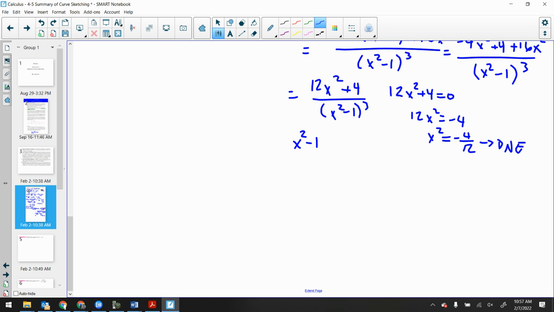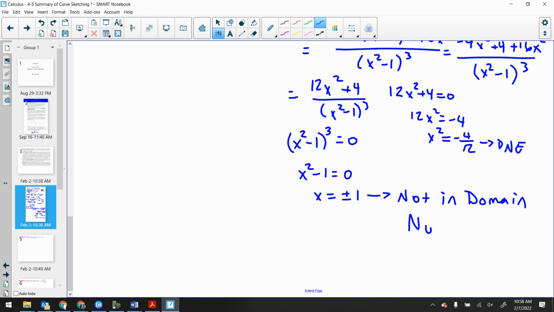X squared minus 1 to the third equals 0. Cube root of 0 is 0. So look at this. Plus or minus 1 again. But wait. Can we have plus or minus 1? Is plus or minus 1 in our domain? No. Are there any inflection points? No. So this is not in the domain. So no inflections.